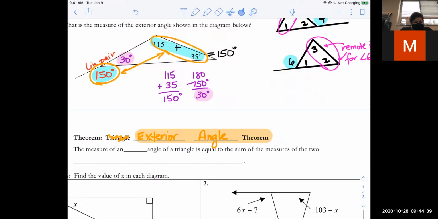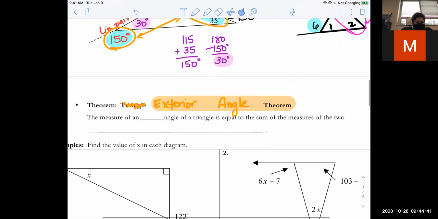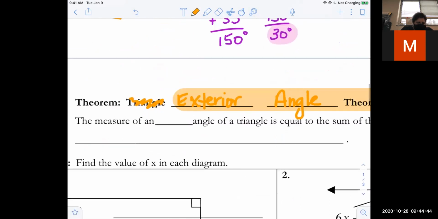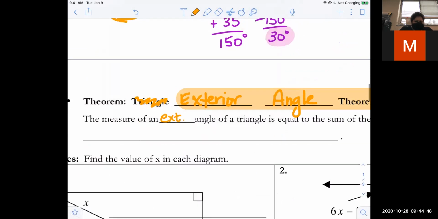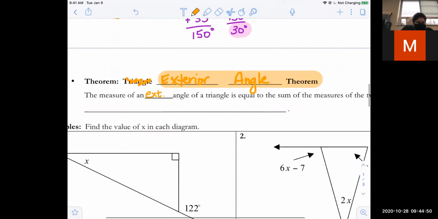The exterior angle theorem says the measure of an exterior angle of a triangle is equal to the sum of the measures of the two remote interior angles.